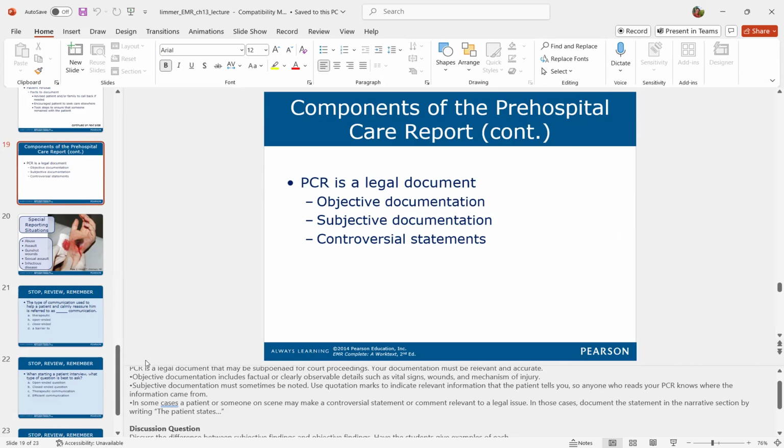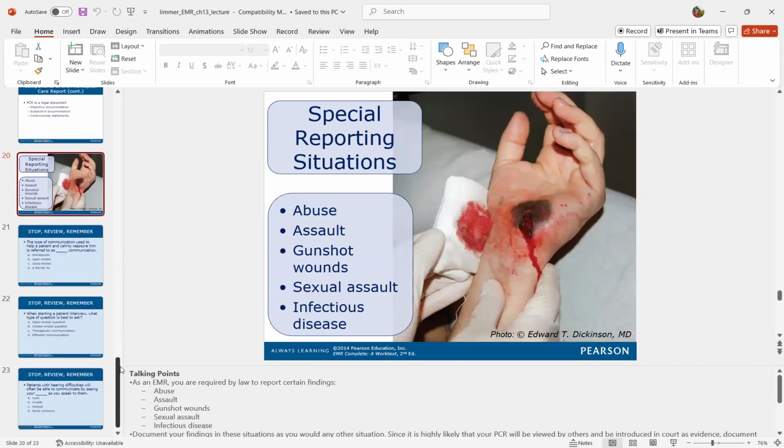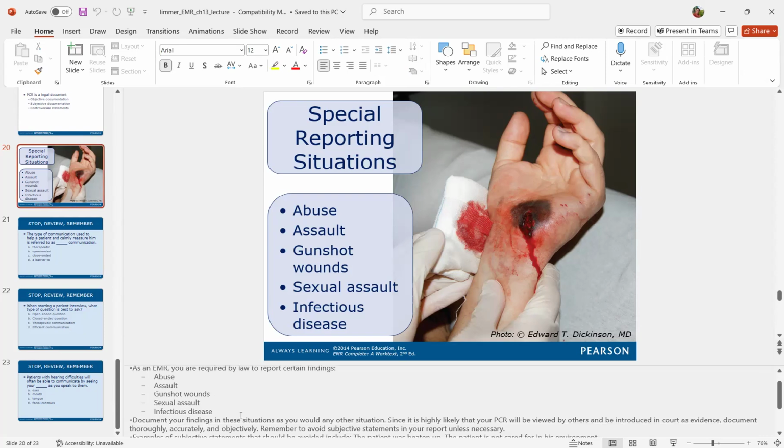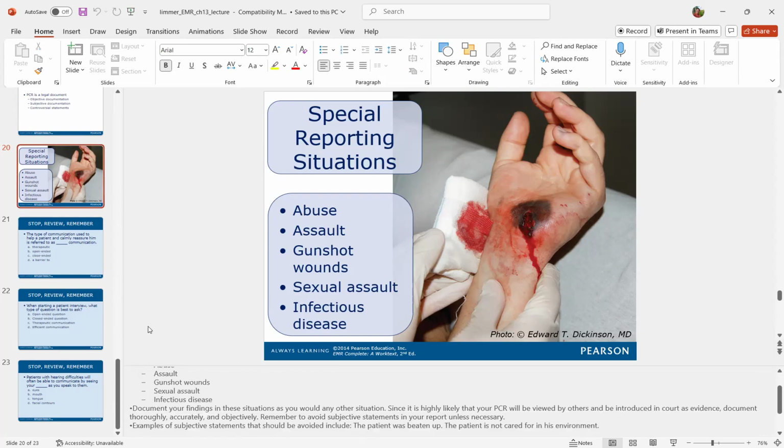In some cases, a patient or someone on scene may make a controversial statement or comment that's relevant to a legal issue. In those cases, we can document the statement in the narrative by writing the patient states, something like that. Special reporting situations. As a first responder, we are required by law to report certain findings. We need to report abuse, assaults, gunshot wounds, sexual assault, and infectious diseases. We can document our findings in these situations as you would any other. Since it's highly likely that your pre-hospital care report will be viewed by others and introduced into court as evidence, we want to document thoroughly, accurately, and objectively.